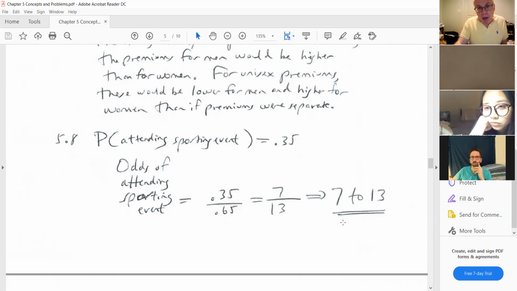Now, if we were given these odds and we were being asked what's the probability of attending a sporting event, then we would add these two numbers together. That would be our denominator, and the first number would be our numerator. It would be 7 divided by 20, and 7 divided by 20 is 0.35. That's how you double check your answer, by the way. All right. So I think that wraps it up for tonight.